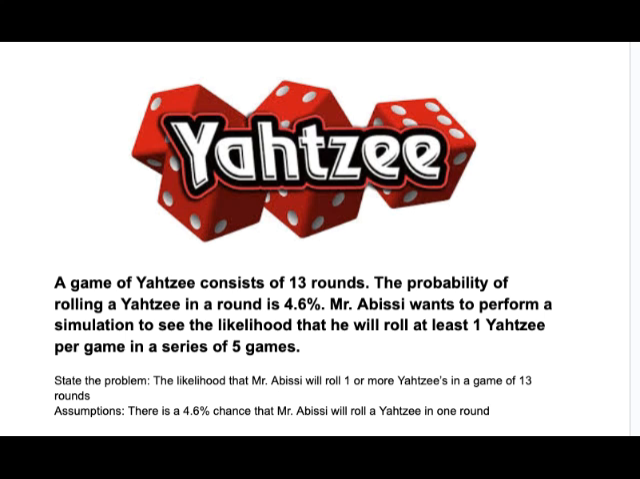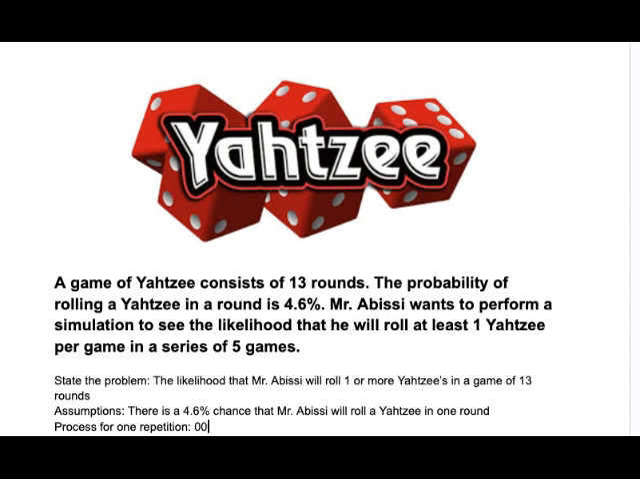Next, I need to explain my process for one repetition. Since this probability is 4.6%, and random number generators generally do not do decimal places, what would make sense is if I go between 000 and 999. That covers between 0 and 100%.